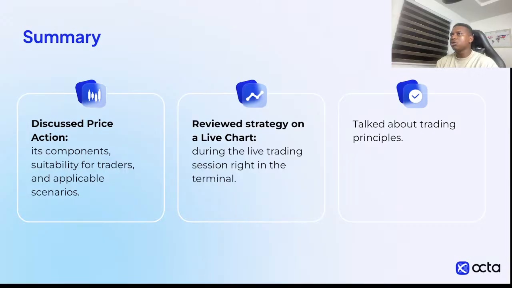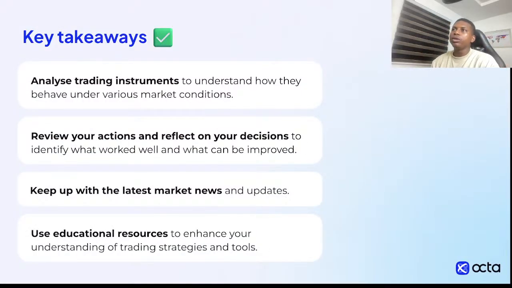Now, the summary of what we've discussed revolves around price action, its components, suitability for traders, and applicable scenarios. Also, we've reviewed the charts and answered our questions. So here are the key takeaways. Analyze trading instruments to understand how they behave and understand the various market conditions. Review your actions, reflect on your decisions to identify what worked, what didn't work, and how to improve. Keep up with the latest market news and updates, and use the educational resources that we've provided to enhance your understanding of trading strategies and tools.